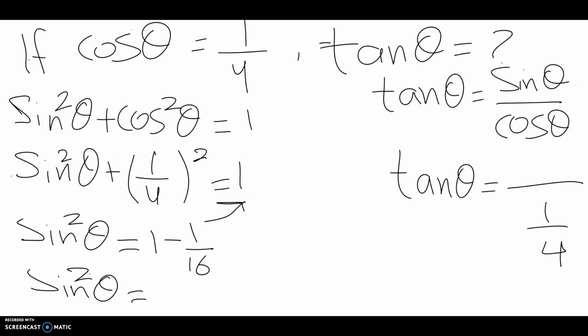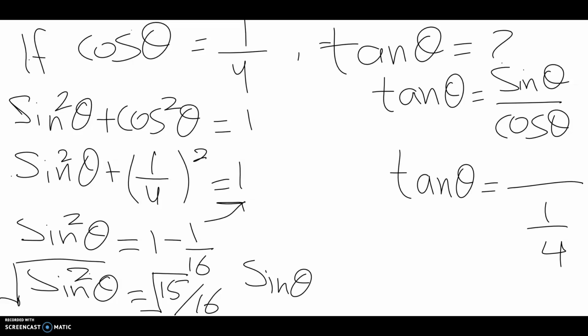1 minus 1 over 16 is 15 over 16, and then you have to take a square root of it because it's sine squared theta, so square root on both sides, and this is going to be sine theta equals square root 15 over 4.